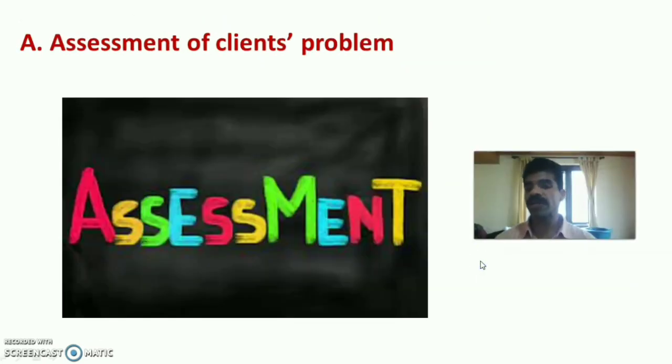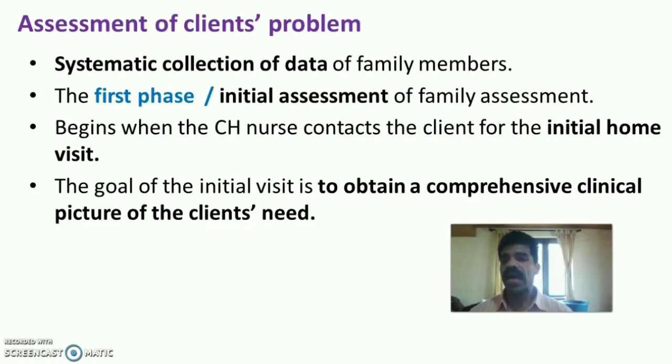So the first component is assessment of client's problems or family members' problems. That is nothing but family assessment. Assessment of client's problems or family members' problems is the systematic collection of data of family members, various data or information related to the family members. Assessment of client's problems is the first phase, the initial part of the family assessment, and this is the first step of the family assessment.